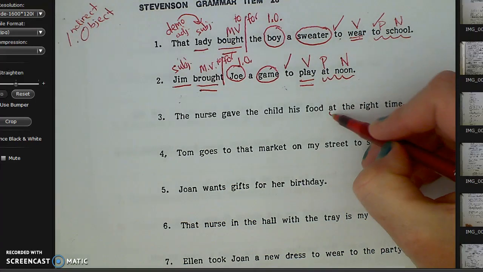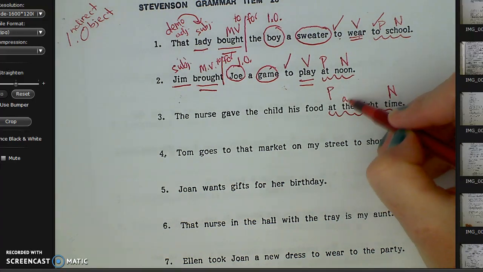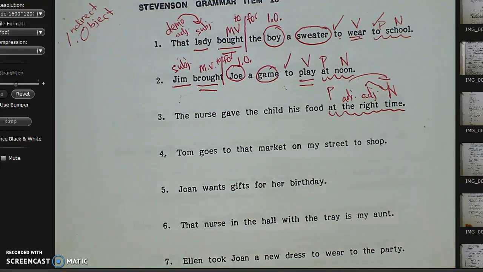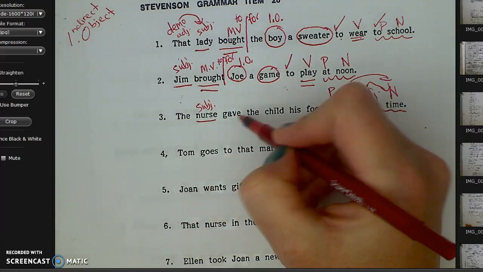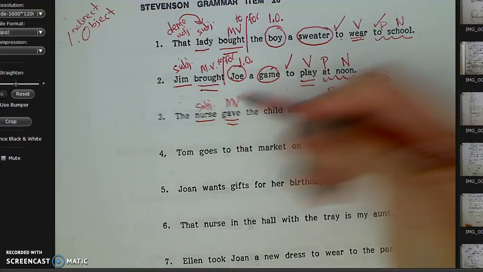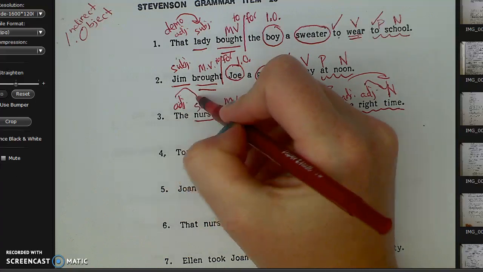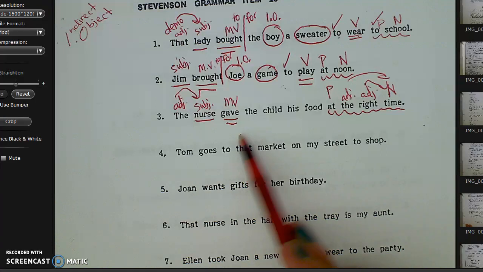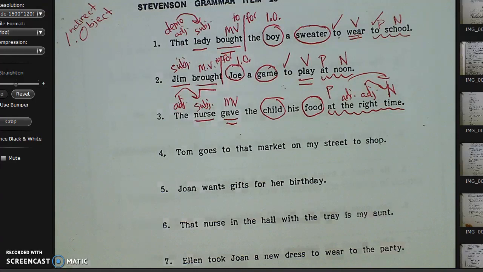I see when it happened, it was at the right time. First word is the preposition. Last word's the noun. Here's my adjectives in the middle. Don't forget my arrows. Who or what is doing the action? That's the nurse. She's my subject. What is the nurse doing? The nurse gave is my main verb. Before nurse, I have the, which I know is an adjective. Don't forget my arrow. After my main verb, I have 2 nouns. Child, that's a person. Food is a thing.